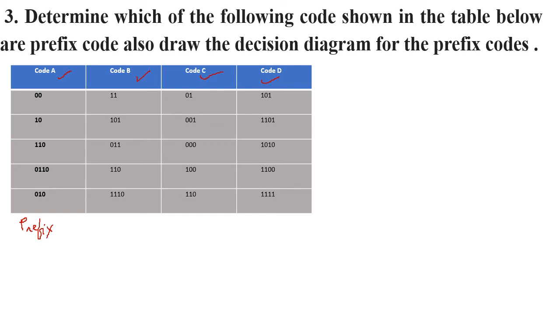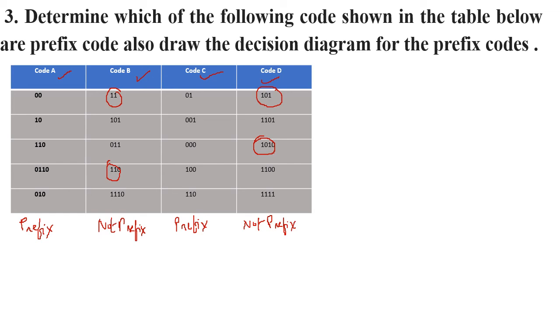Next, this code: you have 11, 101, 011, and if you see here, this 11 is a prefix of this particular code word here. So this is not a prefix code. Next, we'll see code C: 01, 001, 000, 100, and you have 11 and 0. No code word is a prefix of another code word for this code C. So this is a prefix code. Next, for code D, 101 is a prefix for the third code in your given table. So this is not a prefix code.